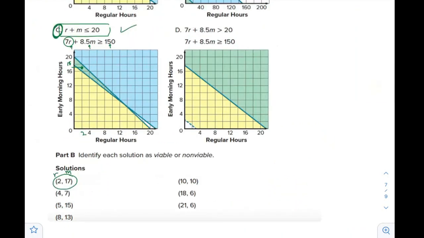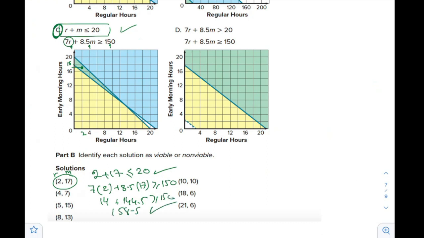Let's replace in the first one. R plus M less than or equal to 20. 2 plus 17 less than or equal to 20 is correct. Let's check the other one. 7 by 2 plus 8.5 times 17. It should be more than or equal to 150. So this is 14 plus 8.5 times 17 is 144.5. If you add them, this will be 158.5, so it's correct.